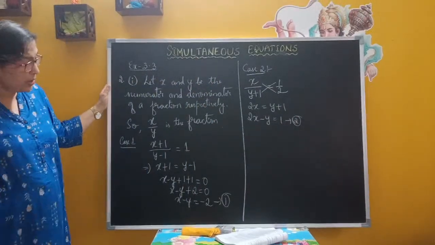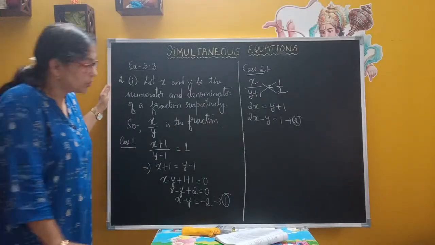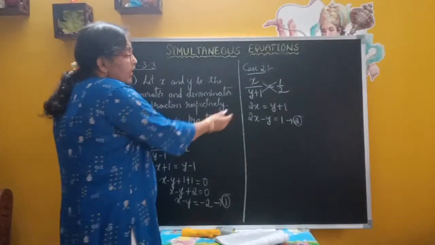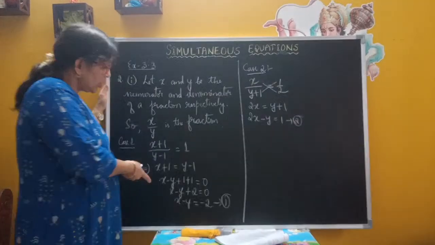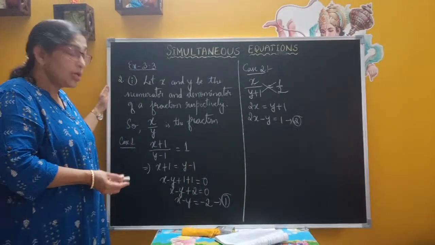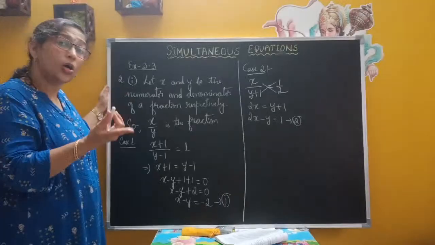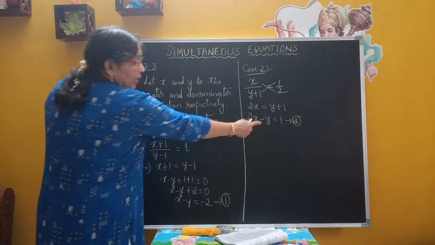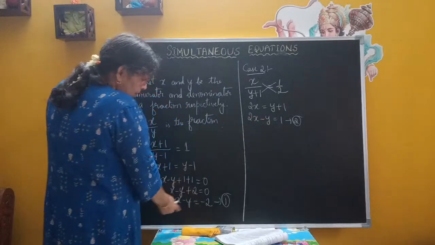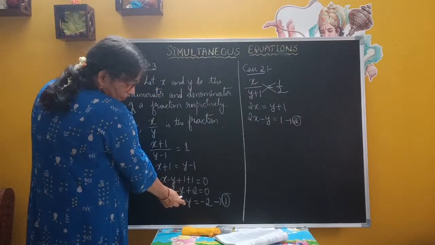Now we have two equations. X minus y is equal to minus 2, first equation, and second equation is 2x minus y is equal to 1. So now what to do? In elimination method, either we need to subtract or add. See the term now. Here we have minus y in the second equation. Here also we have plus y.